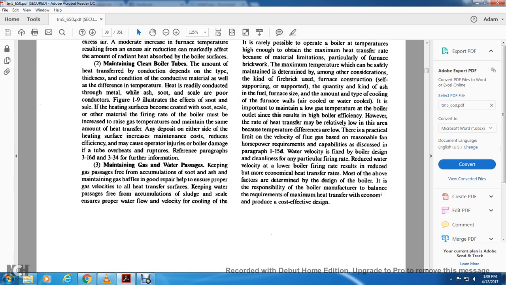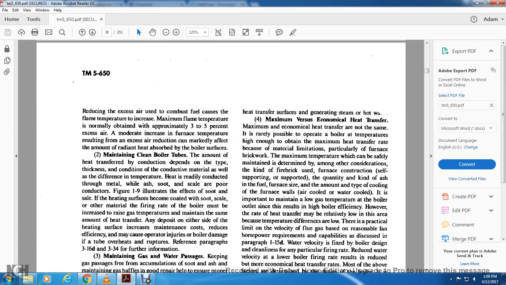3. Maintaining gas and water passages. Keep the gas passage free of accumulations of soot and ash. Maintaining the gas baffles in good repair helps ensure proper gas velocities to all heat transfer surfaces. Keep the water passages free of accumulations of sludge and scale. This ensures proper water flow and velocity for cooling of heat transfer surfaces, generating steam or hot water. Maximum versus economical heat transfer.